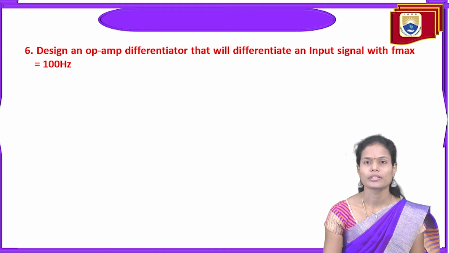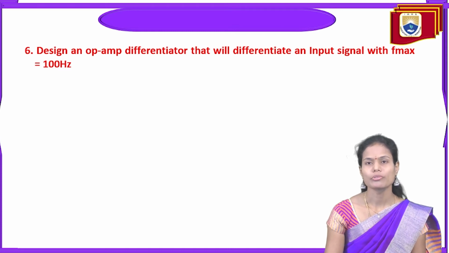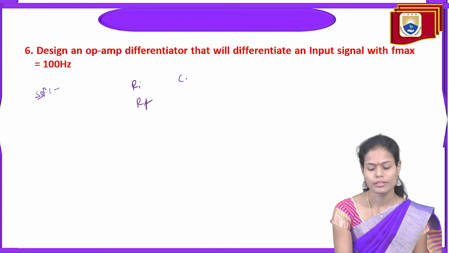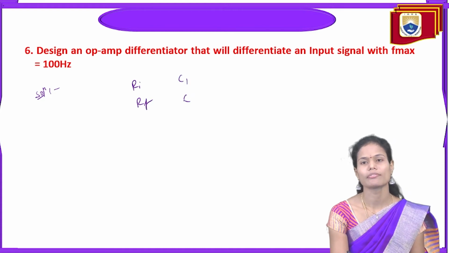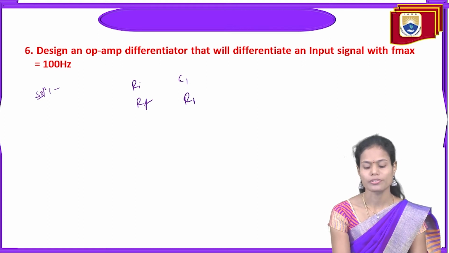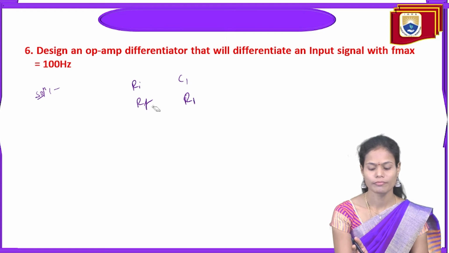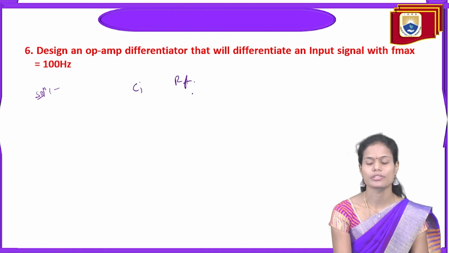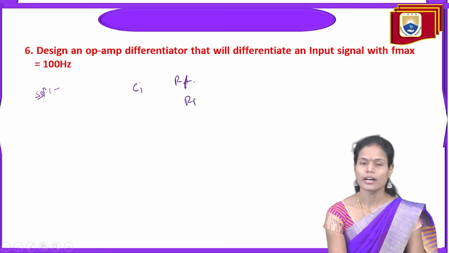And next, we are coming to the next problem. Design an op-amp differentiator that will differentiate an input signal with f maximum of 100 Hz. In order to design the differentiator circuit, we need to find the resistances R1, RF, and C1, and for the practical differentiator, in the feedback we will add one more resistance, that is the R1 resistance.